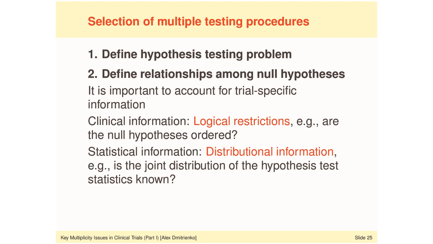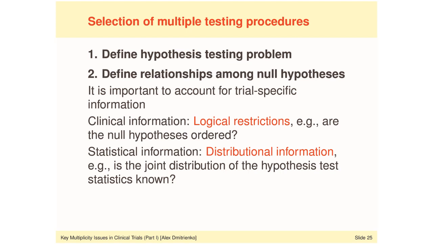These are known as logical relationships or logical restrictions. For example, the null hypotheses may be naturally ordered. We need to know this. We will need to ask this question. This will help us narrow down the choices.